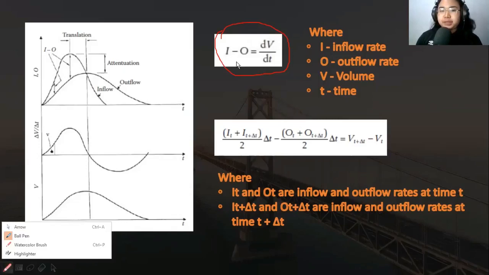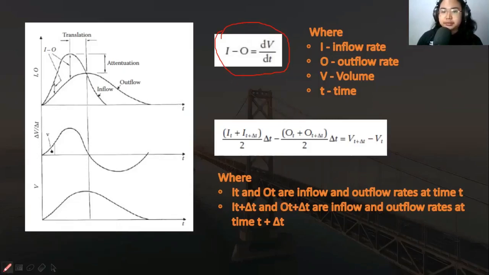So, in expressing this equation into finite difference form, ito siya. Magiging ito, finite difference equation. Where I sub t and O sub t are inflow and outflow rates at time t, and then I sub t plus change of t and O sub t plus change of t are inflow and outflow rates at time t plus change of t. So this equation may be solved successively for unknown outflow hydrograph if the storage volume can be related to outflow or channel properties.